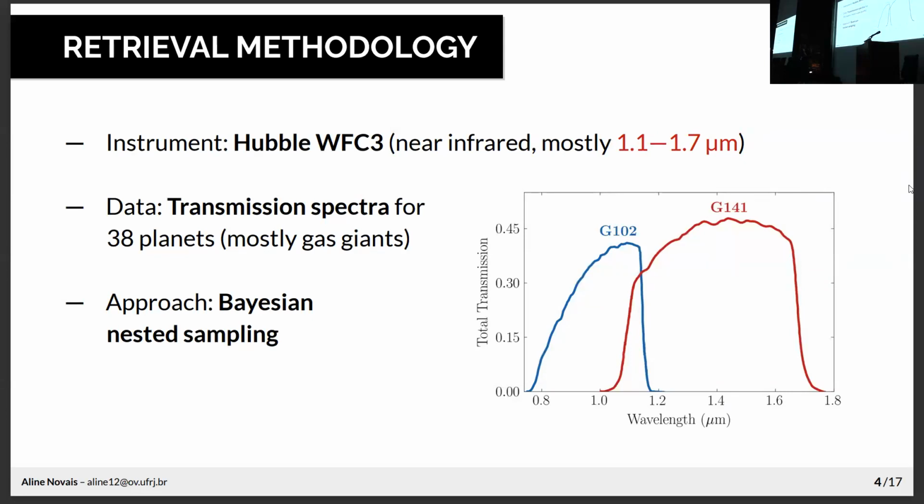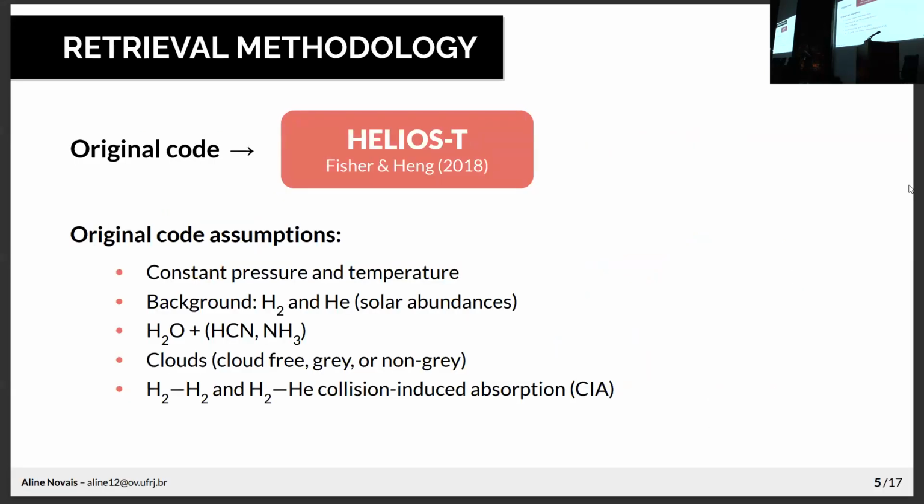So in my work specifically, I work with a sample of 38 exoplanets. Most of them are gas giants, but not all of them. And as I said, I work with transmission spectra for these planets. We use a Bayesian nested sampling approach, which is similar to MCMC with some differences. So for the methodology, I'm going to explain a little bit how my code works.